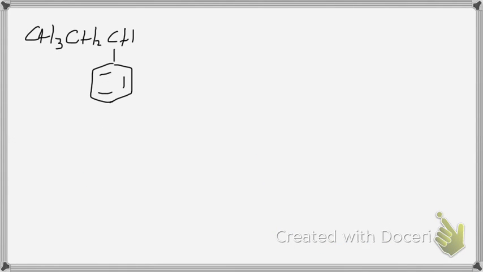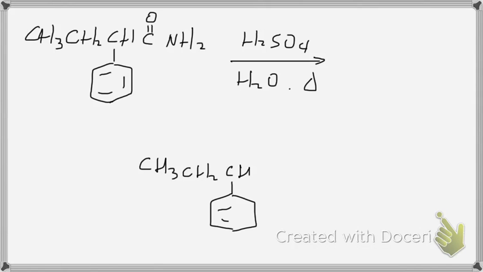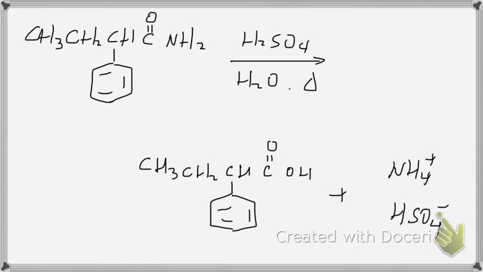Here is an example. So we have a primary amide which will be hydrolyzed with sulfuric acid. It's going to give the corresponding carboxylic acid as well as ammonium bisulfate, the ammonium salt.